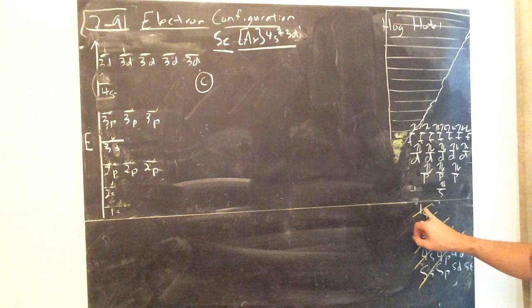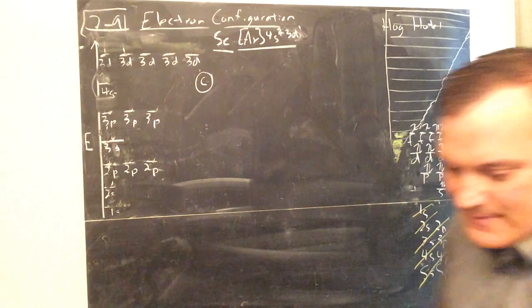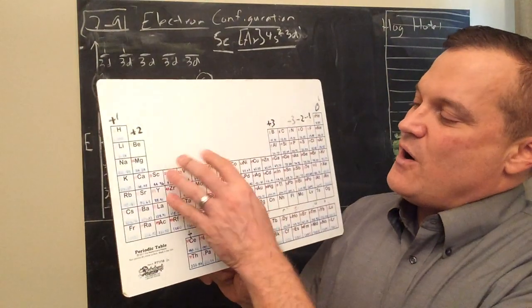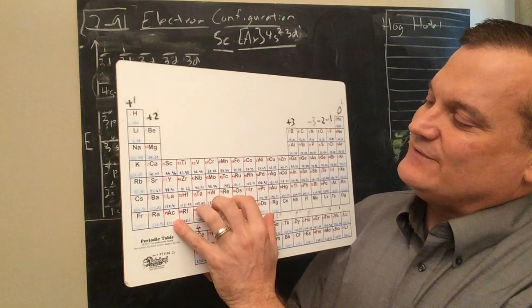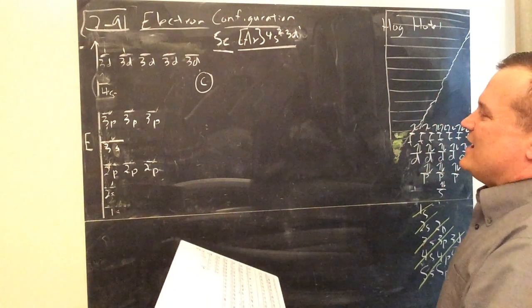See, 1s, then comes 2s, 2p, 3s, 3p, 4s, 3d. Remember they dropped down one. I told you Hog Hotel had an earthquake. All of the D's dropped down one level, and all the F's dropped down 2 levels. Okay, so back to this.